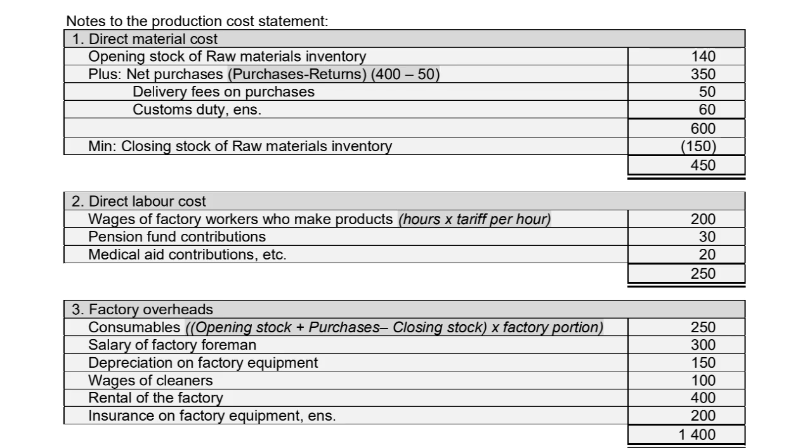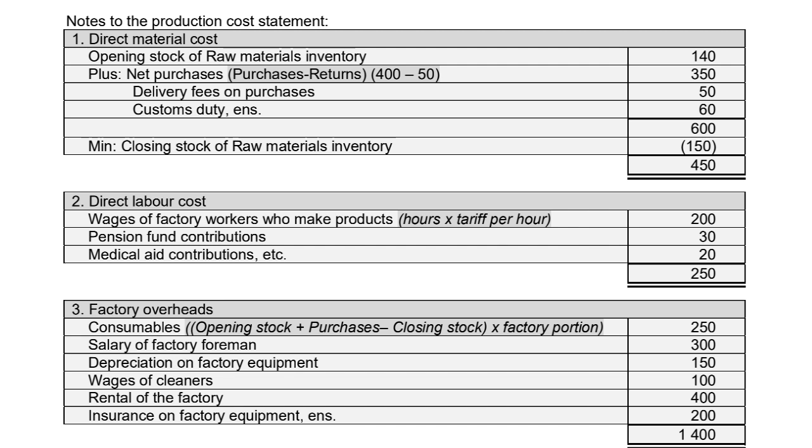We will have 3 notes to the production cost statement. Note number 1 will be your direct material cost. We're going to start with our opening stock of raw material inventory. Then we add net purchases, that means purchases minus returns. We'll add any delivery fees on our purchases, and we'll add any custom duties. We will then also minus our closing stock of our raw material inventory.